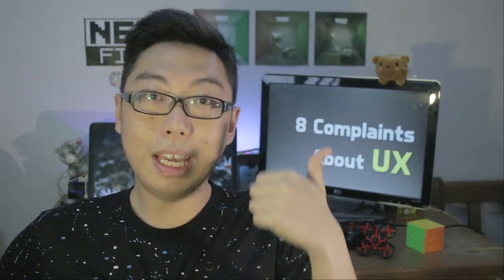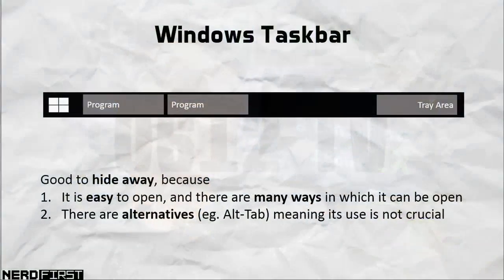Compare that against the taskbar on Windows. You know what the taskbar does. It shows you your start button for you to open applications. It has all your current running applications there at the bottom. That is actually a bar I would hide, for two reasons. Firstly, it is very easy and quick to open, and there are many ways you can do it. I don't have to do any swiping or any fancy thing to bring up my taskbar, so it's very quick.